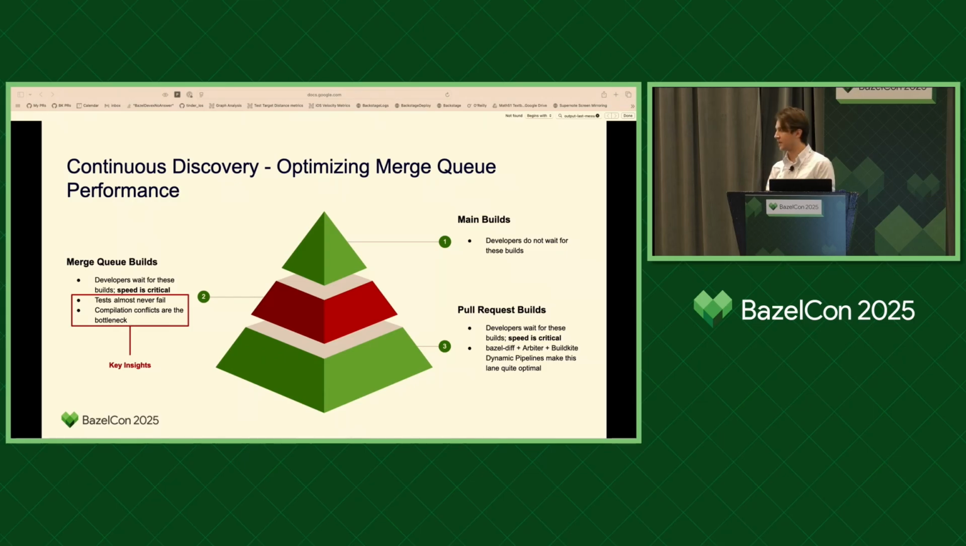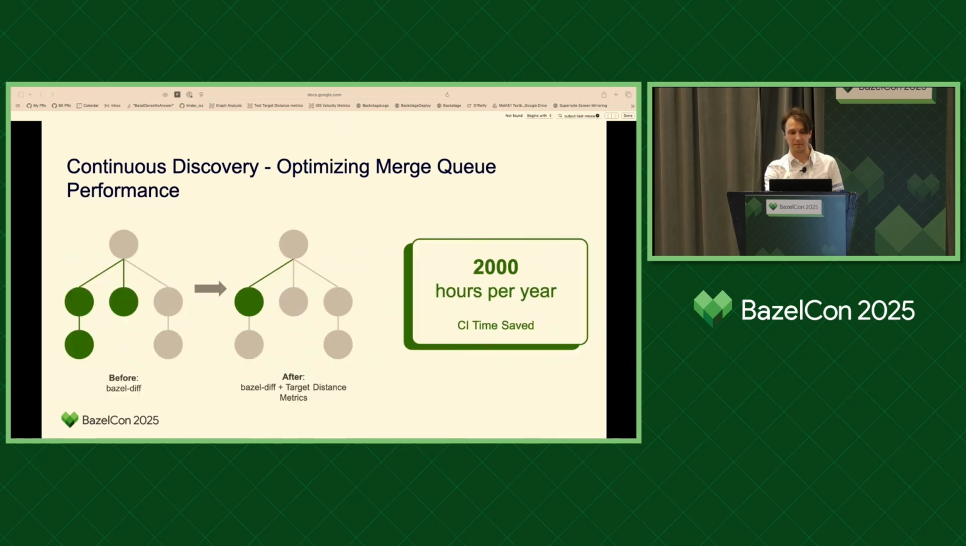So across hundreds of thousands of builds annually, we discovered that test targets almost never fail in merge queue. The real source of friction isn't the tests themselves, it's literally just compilation conflicts. So what can we do with that?